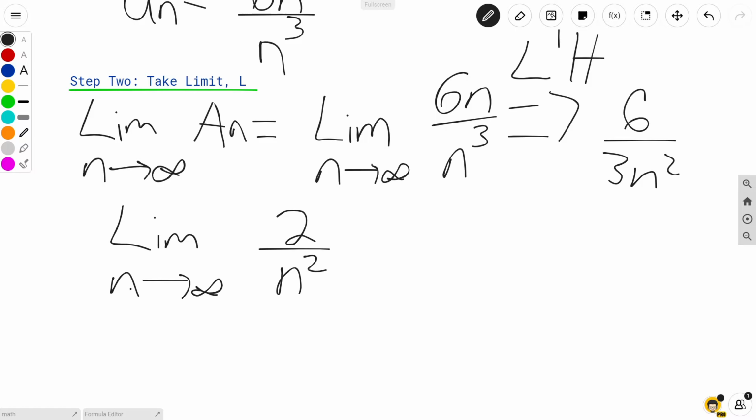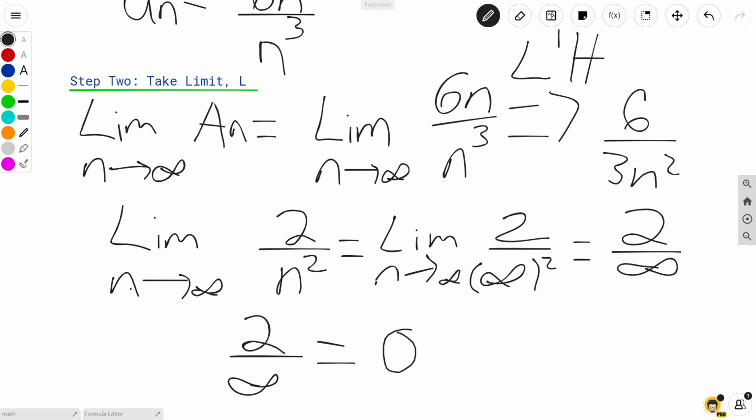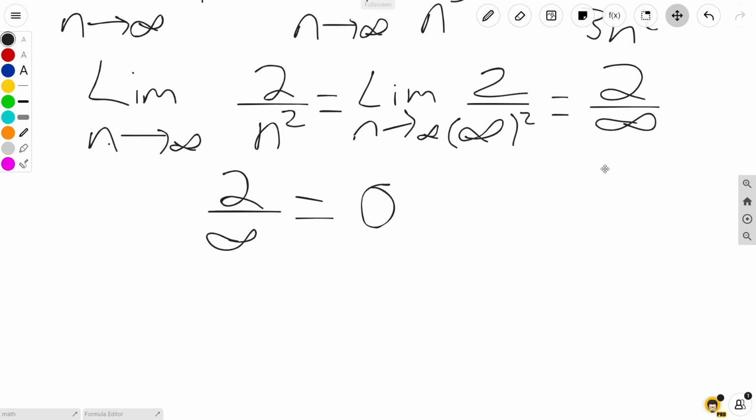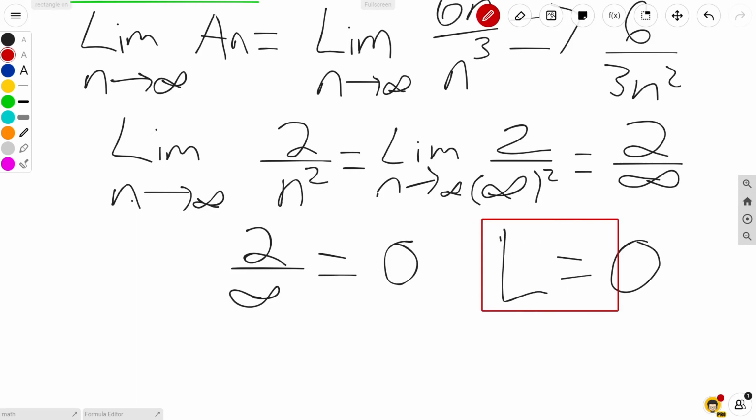And then from here, we can simply plug in n. So the limit as n approaches infinity of 2 divided by infinity squared is equal to 2 over infinity. And anytime you have a constant over infinity, 2 over infinity, that's just going to be equal to 0. So in this case, the limit L came out to be equal to 0. So L is equal to 0. This is our limit.